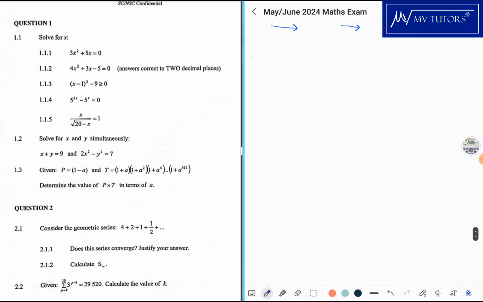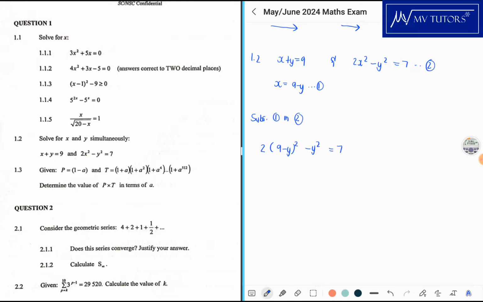And now let us solve simultaneously. Okay, so we are cruising through question 1. So we have x plus y is equal to 9, and we have our complicated equation, 2x squared minus y squared is equal to 7. So I'm going to write x in terms of y. Okay, so that is equation number 1, and this is equation number 2. So I will then substitute equation 1 into equation number 2. So in the place of x, I will put 9 minus y, squared, and that is equal to 7.